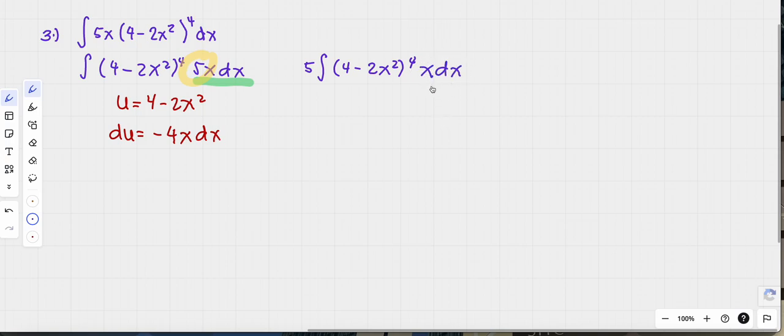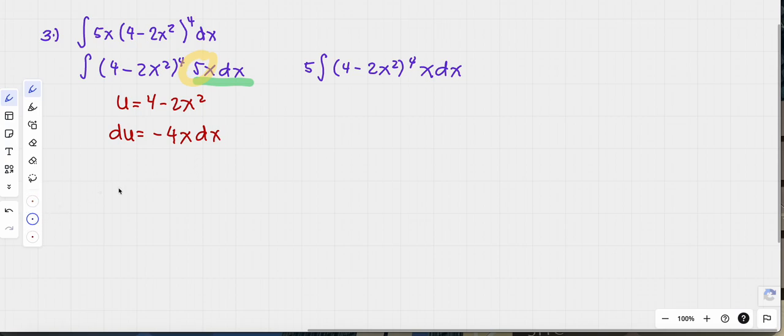This way, we can easily incorporate a numerical coefficient that would coincide with our neutralizing factor. Now, since du is negative 4x dx and we have x dx, what will we do here? Okay, so what we can do here is we're going to multiply. So at the right, to get negative 4x, we multiply negative 4. At the same time, we find the neutralizing factor.